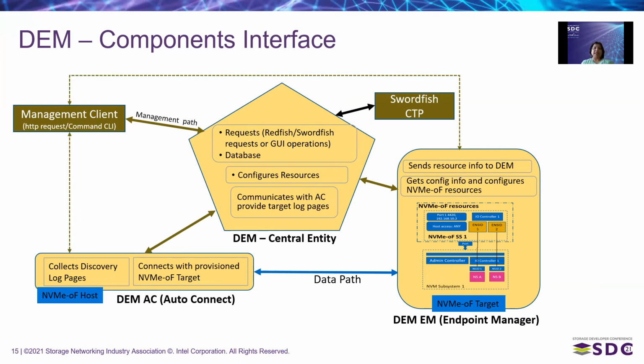This dotted line between the management client and the DEM Auto Connect or endpoint shows that the management client can be one generic management client that can send commands to these systems as well. For example, to get health status or to get the list of hardware inventory that these systems have.